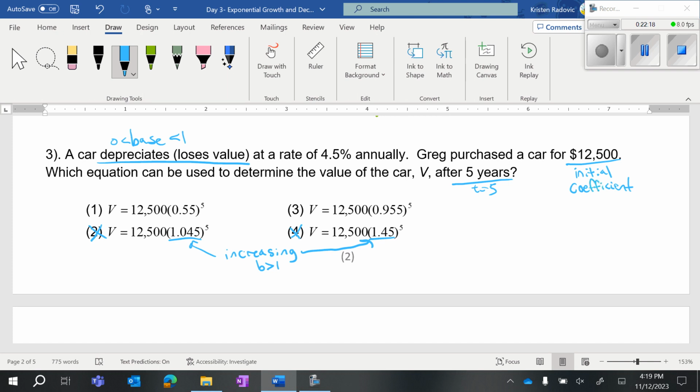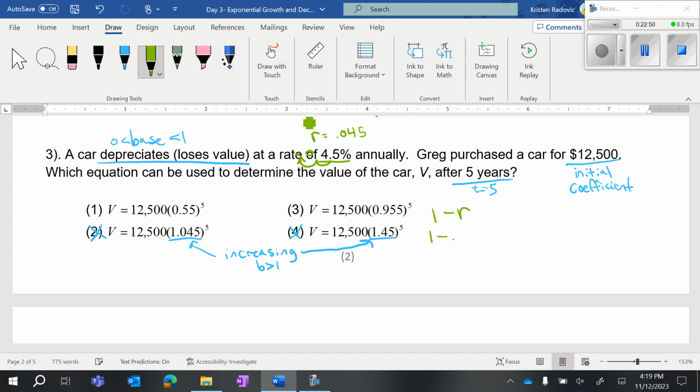So the question is, is it choice 1 or is it choice 3? Now, because you're decreasing, this is a 1 minus r equation. The question is, what is r? R is a decimal, so this is going to be 0.045. What you have to do is, percentages are out of 100. 100 has 2 zeros, so you always got to move the decimal over 2 spaces. That would give you 0.045.